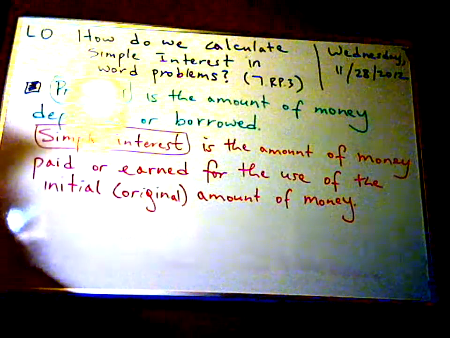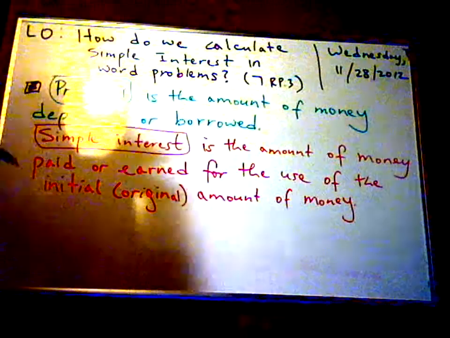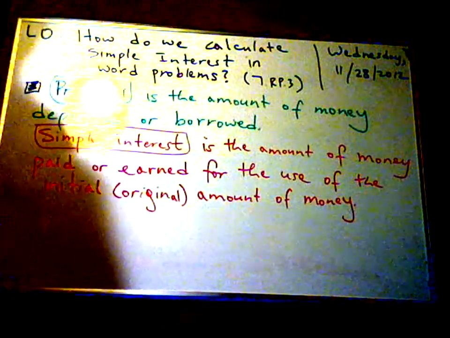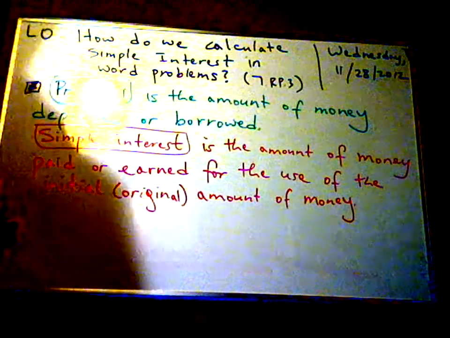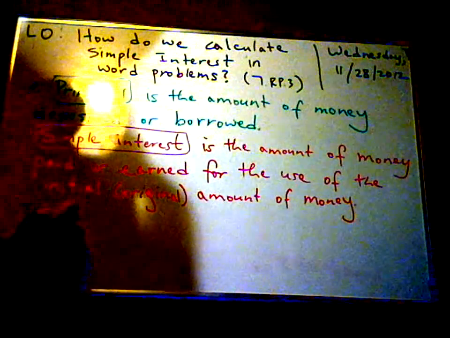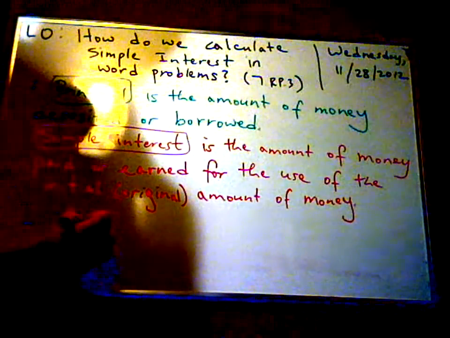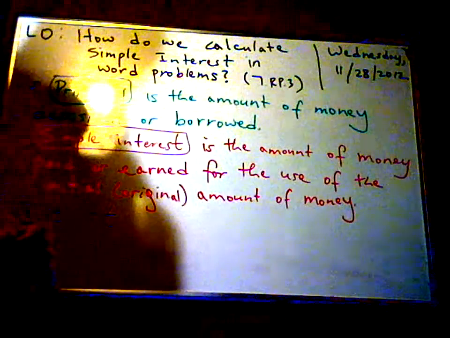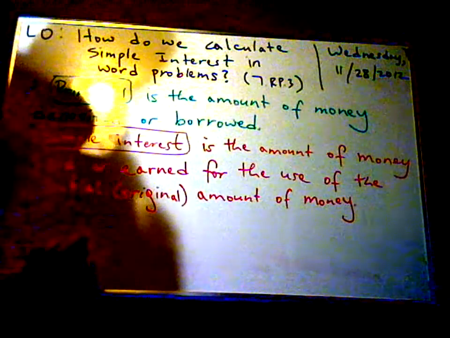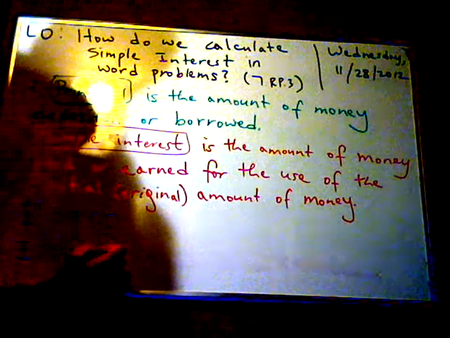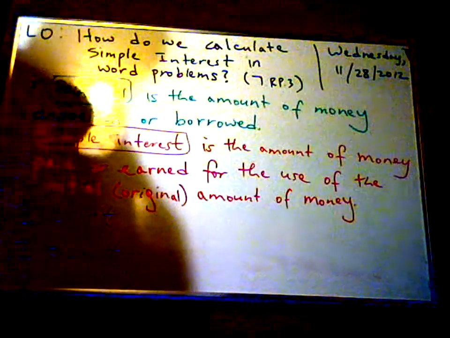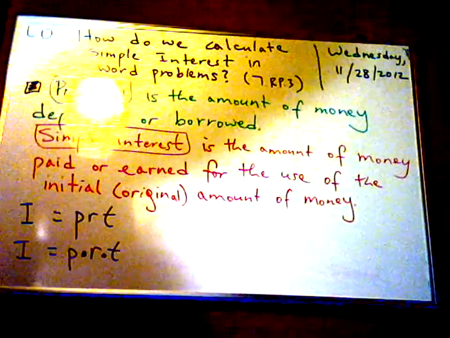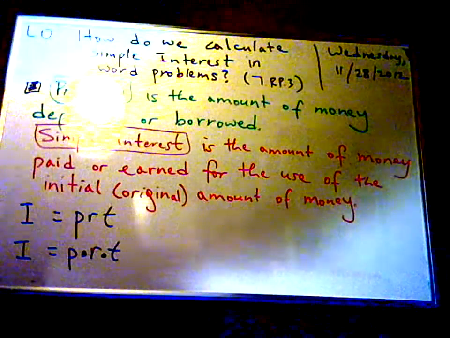Alright. Also now, simple interest in symbols. Okay? In symbols, I is equal to P R T. What does that mean? It means that the interest is equal to the principal multiplied by the rate multiplied by the time, okay? So I equals PRT.